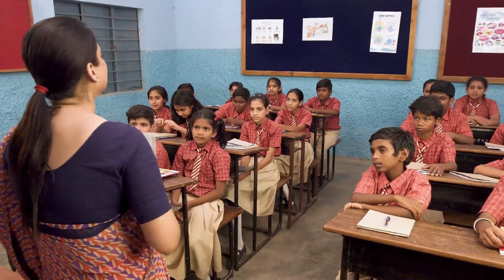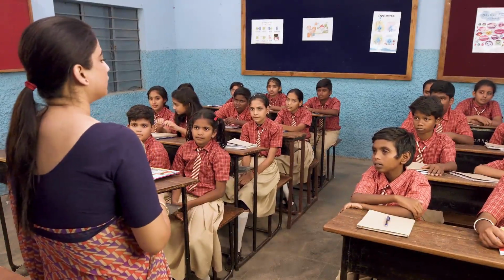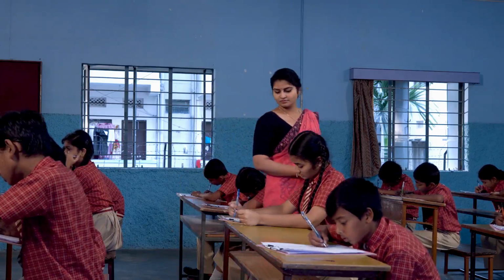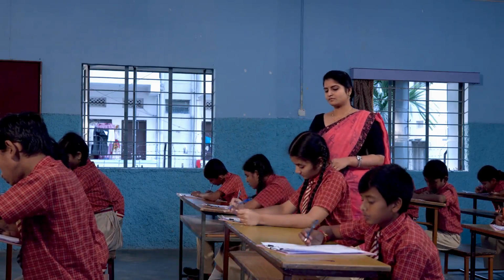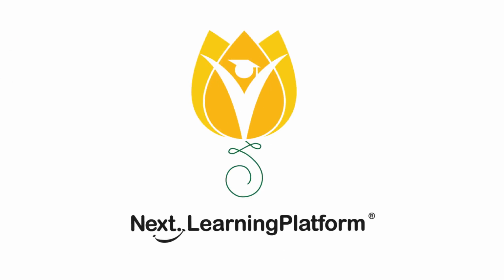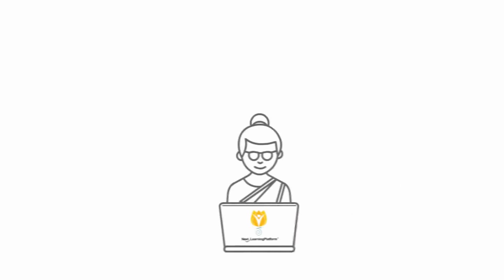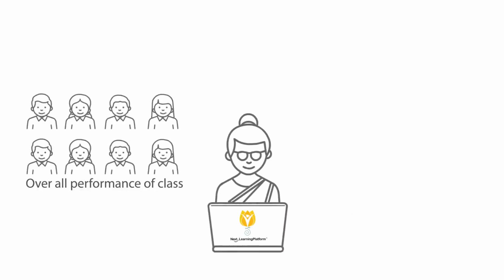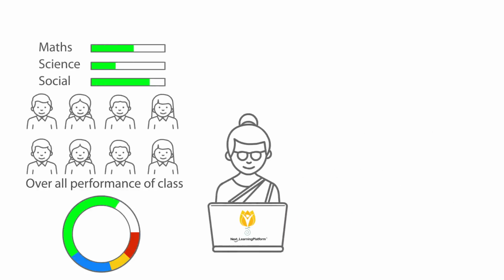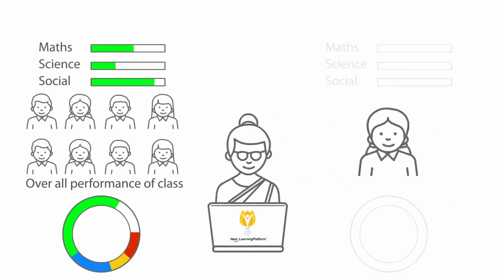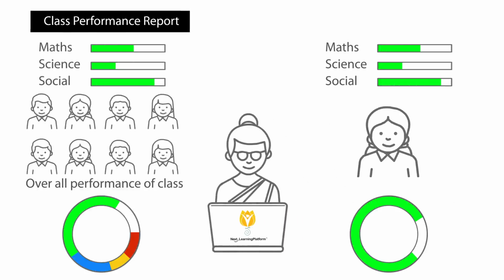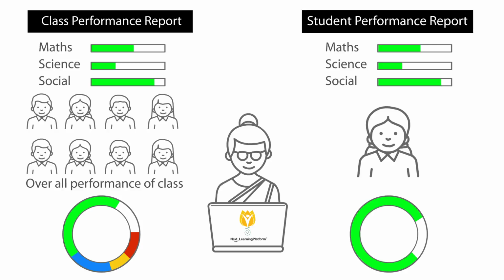Then what should be your approach to get a detailed performance report of each student in your class and find out their weaknesses and strengths? Next Learning Platform simplifies this process and helps teachers view and analyze the performance of the entire class and the individual students through class performance reports and student performance reports.